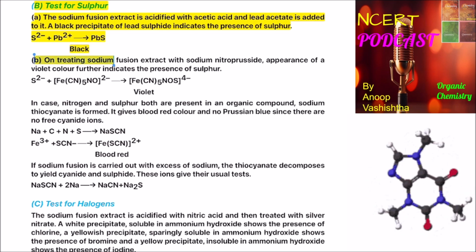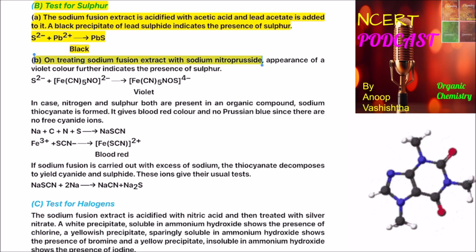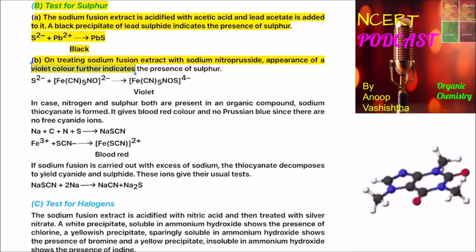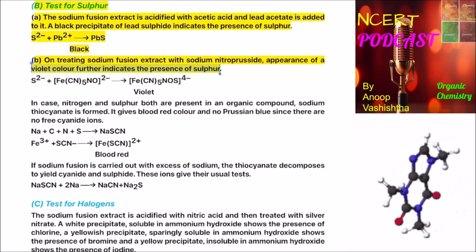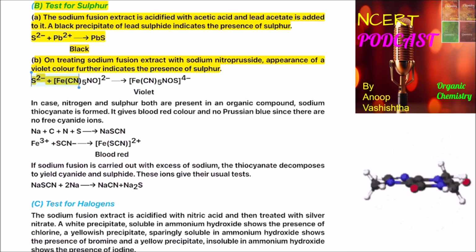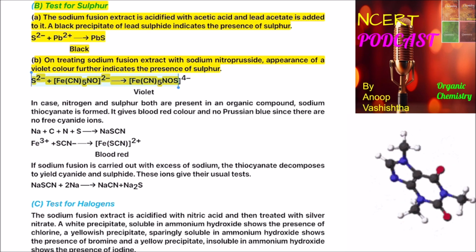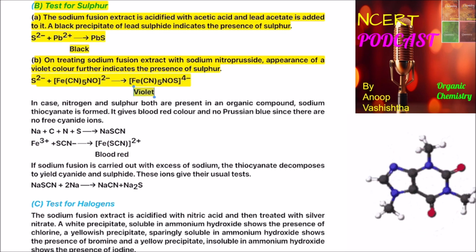On treating sodium fusion extract with sodium nitroprusside, appearance of a violet color further indicates the presence of sulfur. S2- plus [Fe(CN)5NO]2- gives [Fe(CN)5NOS]4-, violet.